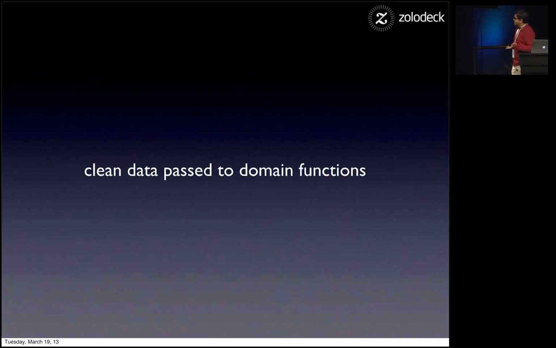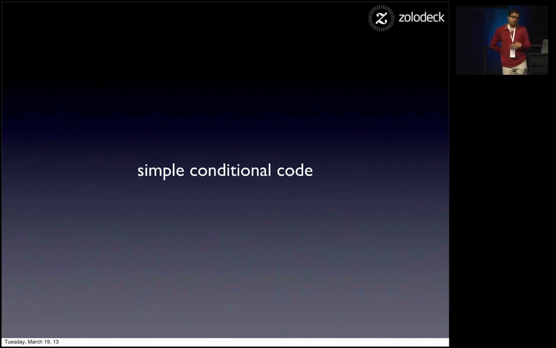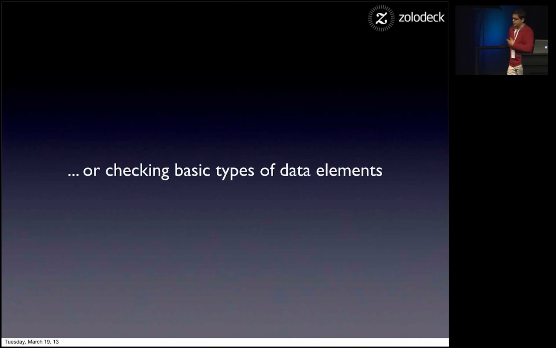And when I say clean, we use that word a lot, you want to make sure that there's a lot of validation being done on the data that's coming in, right? And you want to validate most of this outside the boundary of your domain layer, okay? You may do some simple conditional checks, things like missing elements, the user ID is blank and so on. You may check whether this is a string, or it's a date.